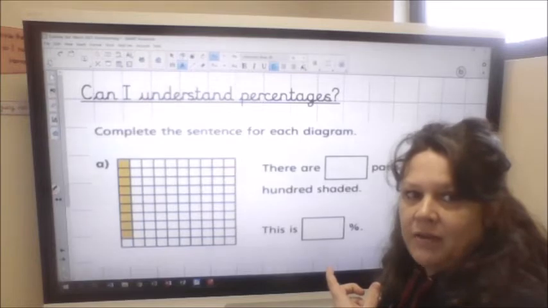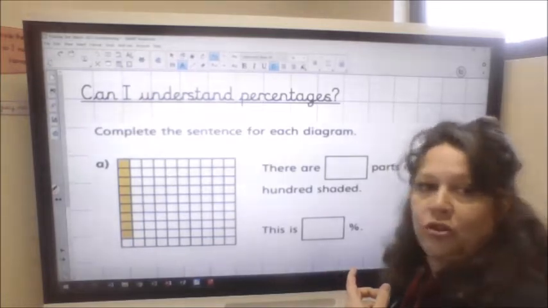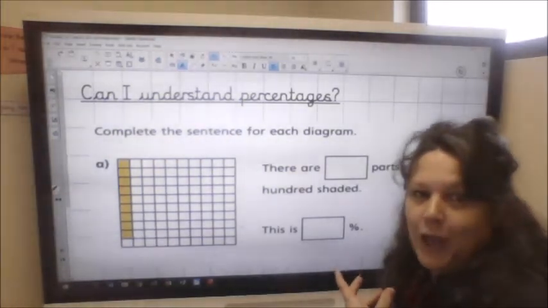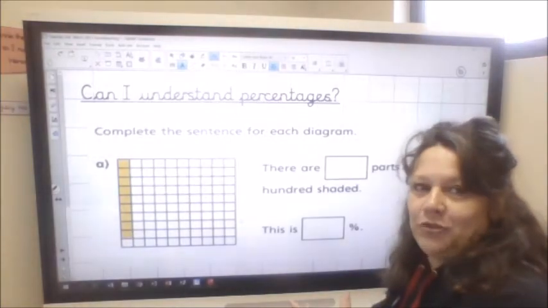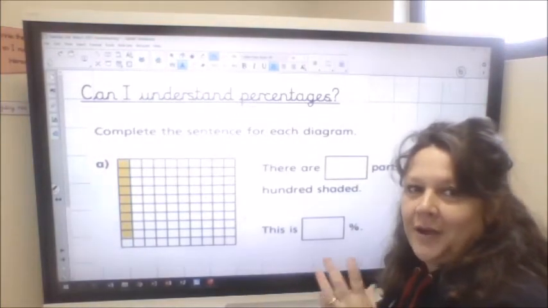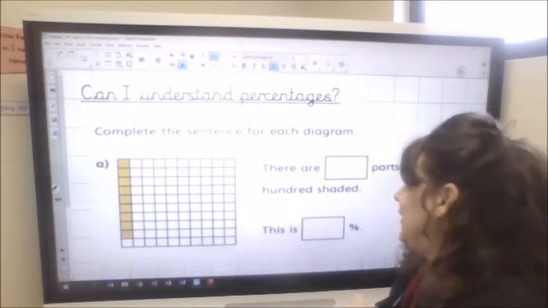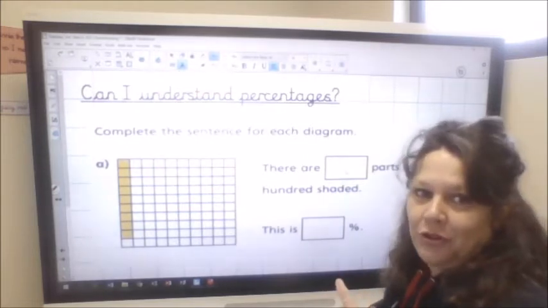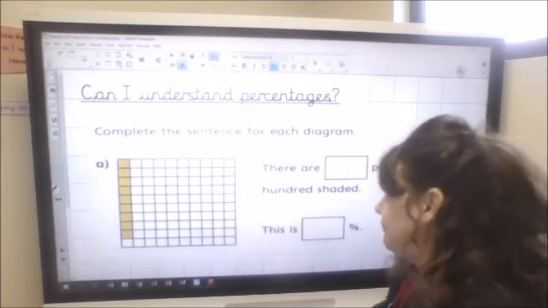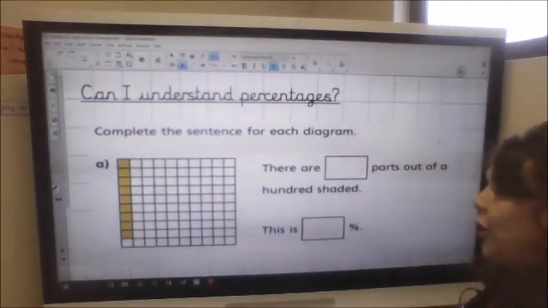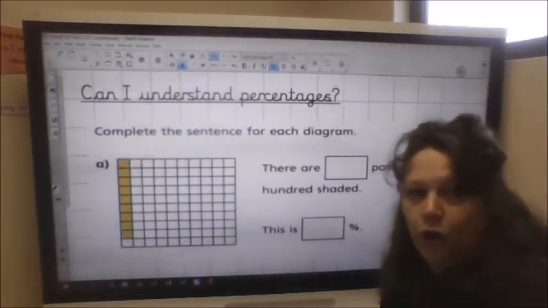And it's very much going to be lots of visual diagrams today, where you've got to do a bit of counting and you're going to be writing percentages, converting those cubes into numerals, okay. So let's have a look then. So we know percent means out of 100.